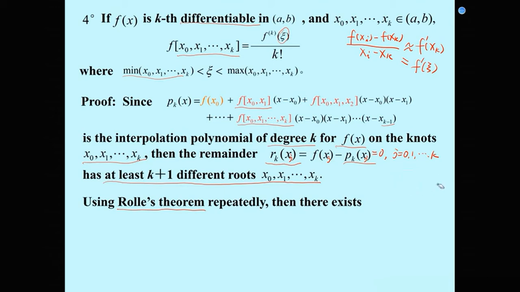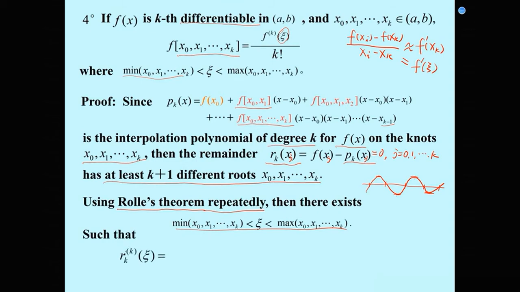Now, for example, if we have 1, 2, 3, 4, 5 zero points, that means the function looks like this. Then we have 1, 2, 3, 4 zero points for the first order derivative. Continue: we have 4 zero points for the first derivative, then we should have 3 zero points for the second derivative. So repeatedly, there exists one point c between the nodes x0, x1 to xk.